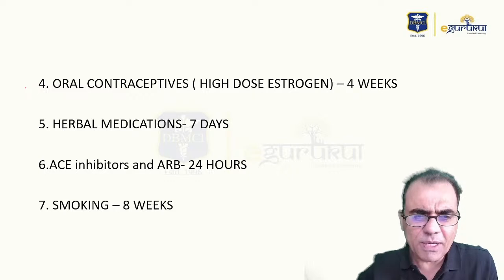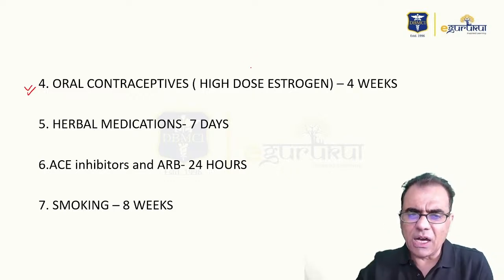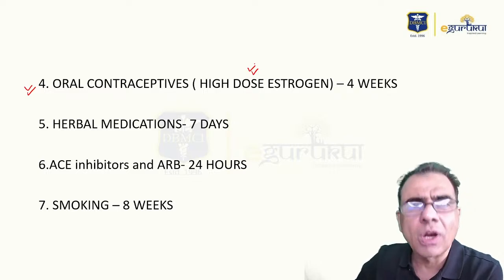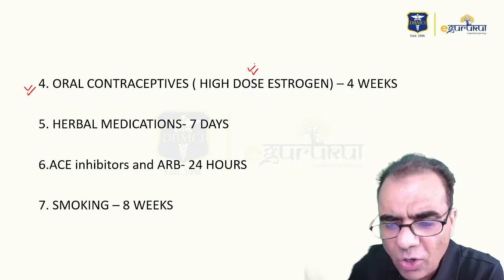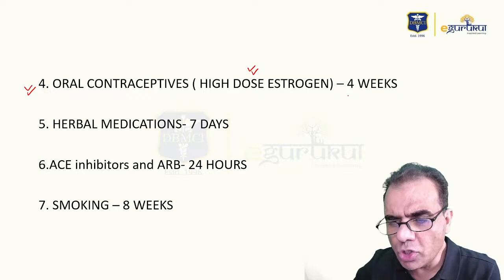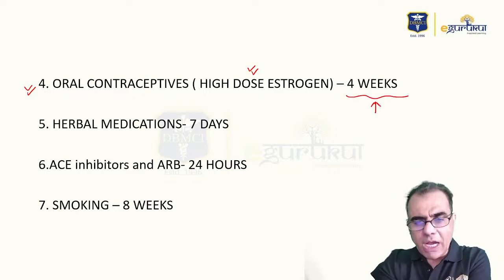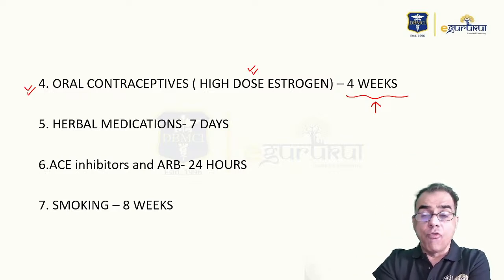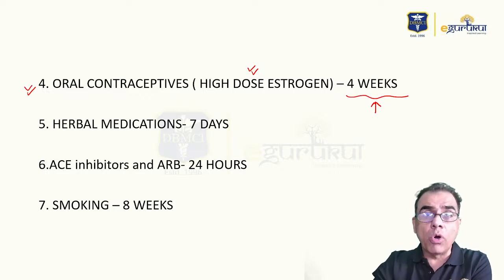Oral contraceptives. Oral contraceptives which have a high dose of estrogen should be stopped 4 weeks prior to the surgery. So high dose estrogen should be stopped 4 weeks prior to the surgery. Why? Because estrogen increases the risk of thromboembolism.